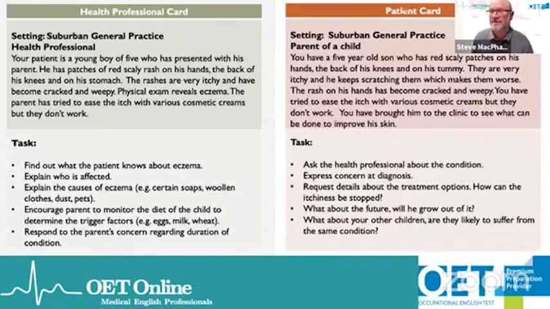This is what you don't see, everyone. This is the patient card. It's more or less a mirror image of the health professional card, but it's from the patient's point of view. And it's very similar here, what the patient has done and their concerns. And then it simply says, ask the health professional about the condition, express concern at the diagnosis. So you know you're going to have a concerned patient. So you're going to have to reassure them. And the patient wants details of the treatment options, which relates to what the information you're going to give. The patient's concerned about the future. And down the bottom, we can see respond to the parent's concern regarding duration of condition. So they are very connected, the two tasks.